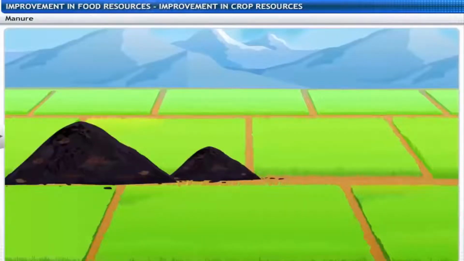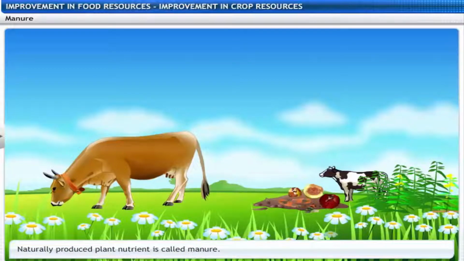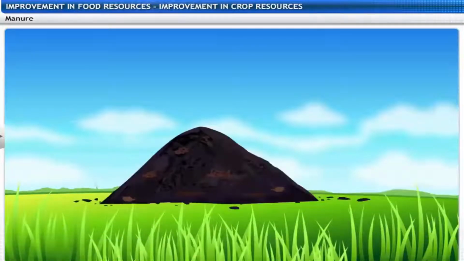This is done with manure. Manure is produced naturally by the decomposition of animal excreta and plant waste. Manure contains organic matter and thus increases soil fertility. It also improves the water-holding capacity in sandy soils and prevents water logging in clayey soils.